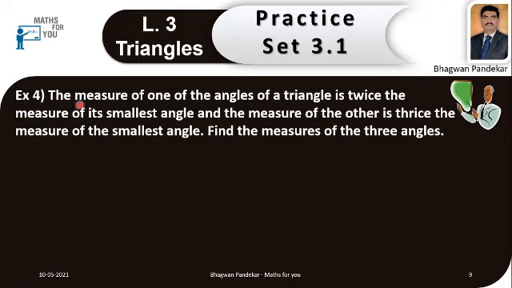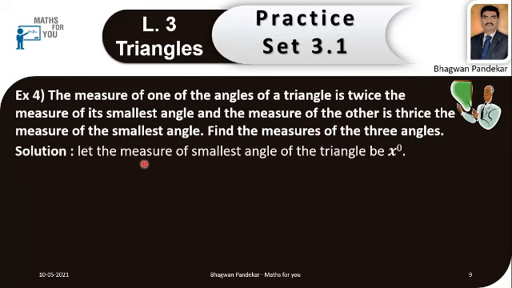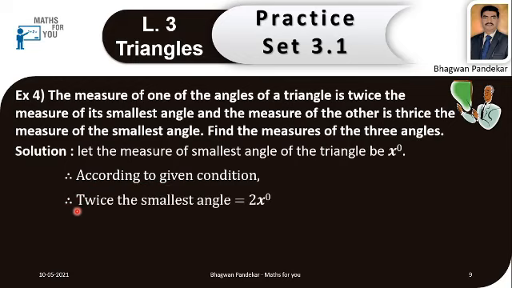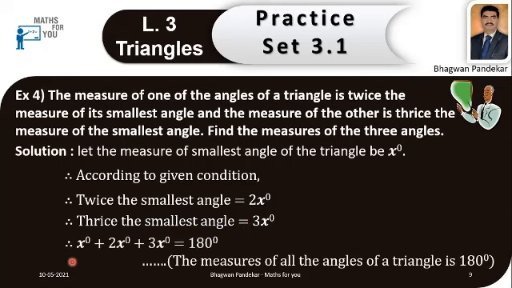Example number 4. The measure of one of the angles of a triangle is twice the measure of its smallest angle and the measure of the other is three times the measure of the smallest angle. Find the measures of the three angles. Solution. Let the measure of the smallest angle of the triangle be x degrees. According to the given condition, twice the smallest angle is equal to 2x degrees. Three times the smallest angle is equal to 3x degrees by the given condition.